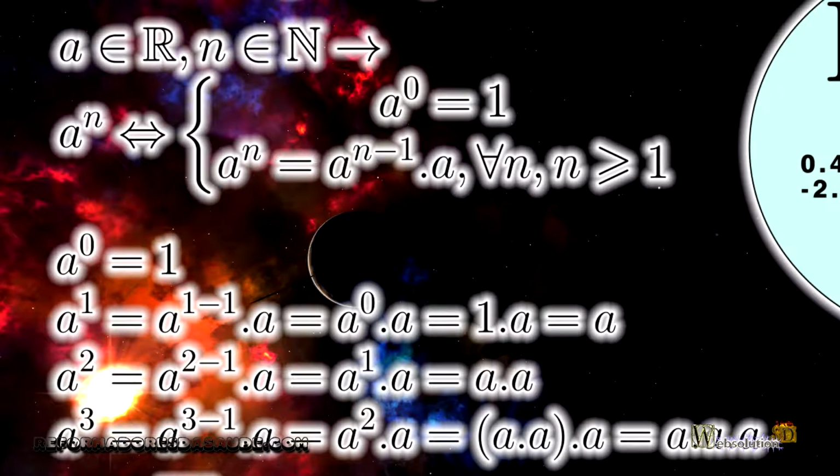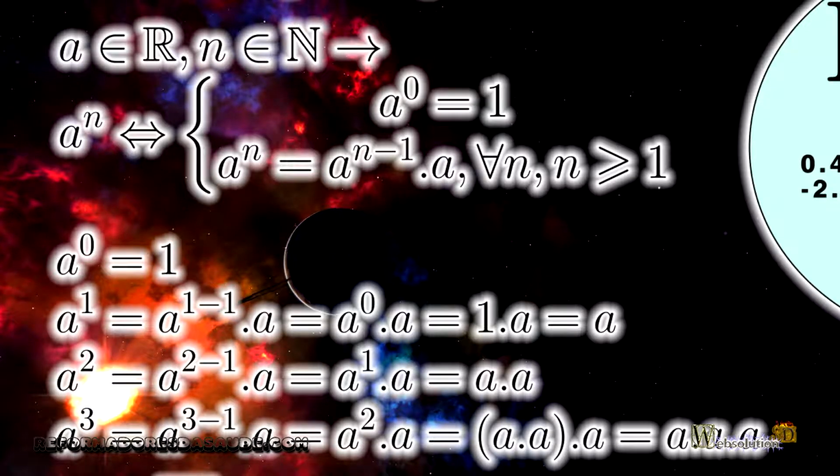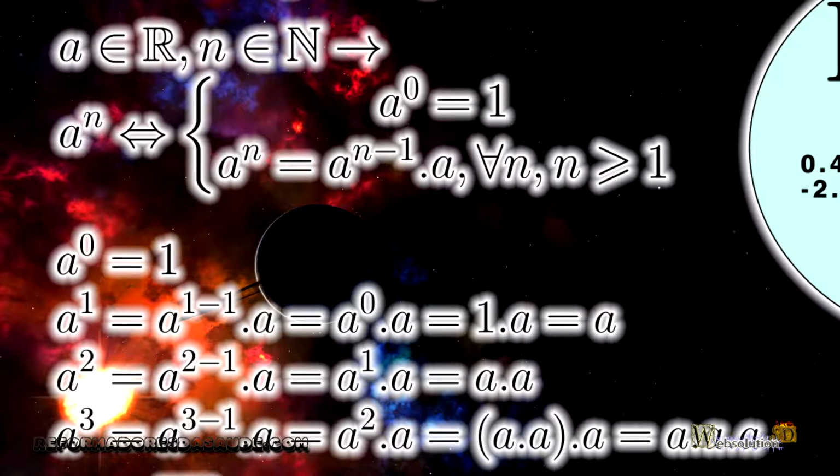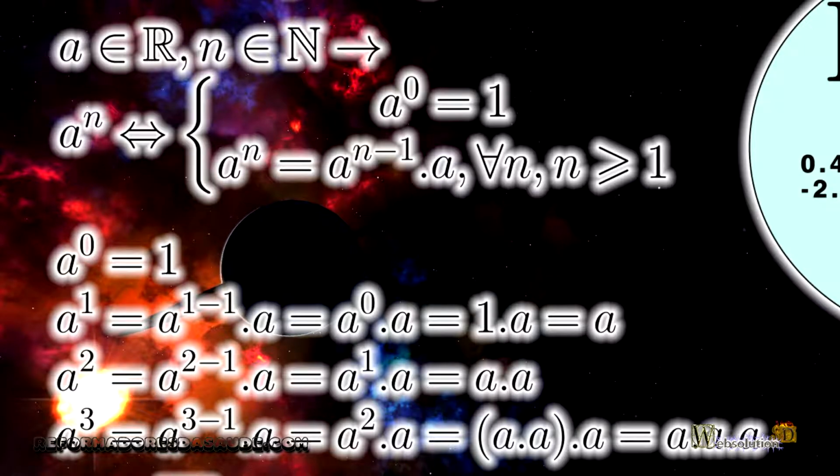The number A raised to n is equal to A raised to n minus 1, this value multiplied by A, for all n greater than or equal to 1. If you found it very strange, don't be afraid, keep watching.